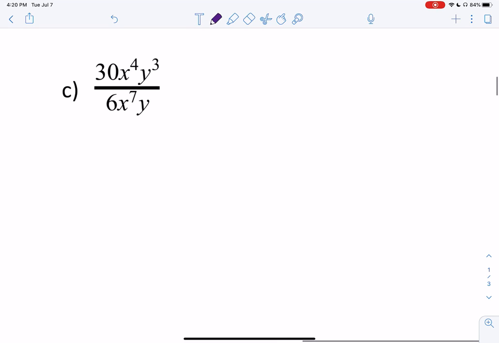So for C, first thing we need to do is look at the denominator and see if there's anything that would make it 0 right away. So in this case, we can't have x being 0, and we also can't have y being 0, because both of those would make the bottom 0 out.